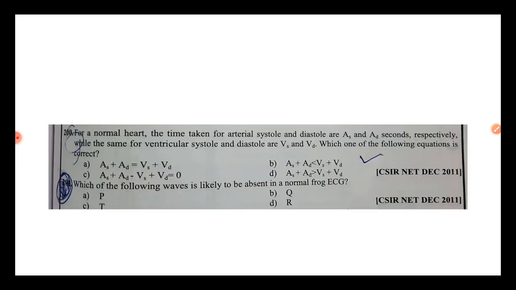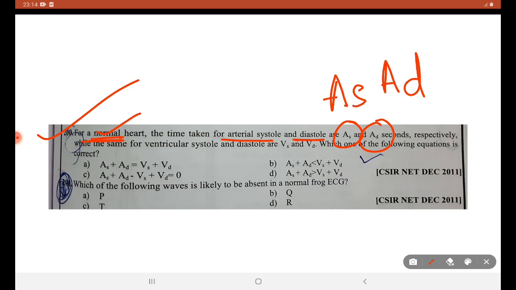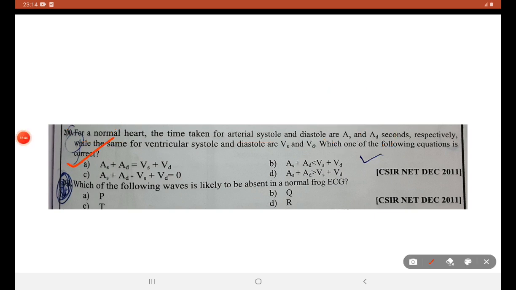Same question. Okay. Next question from the cardiac cycle. We have made a video on our channel regarding the cardiac cycle, and all these formulas are explained in that video. You can very well go back and watch that lecture. So for a normal heart, the times taken for atrial systole and atrial diastole are AS and AD in seconds respectively, while some of the ventricular systole and ventricular diastole equations are correct. So what is the correct statement? This is equal to, left is equal to right. A is the correct answer.